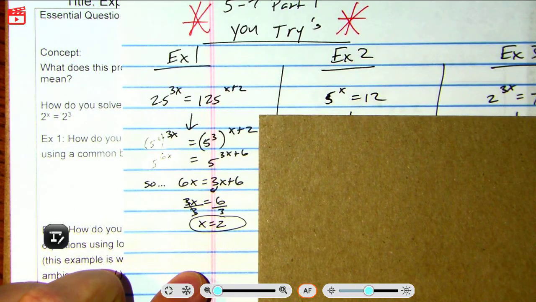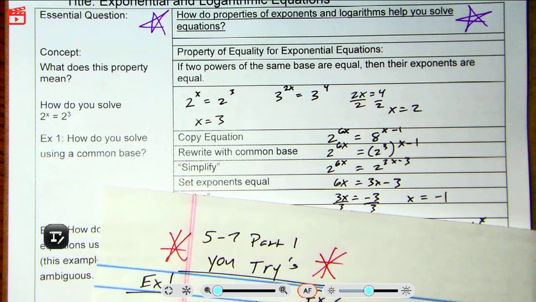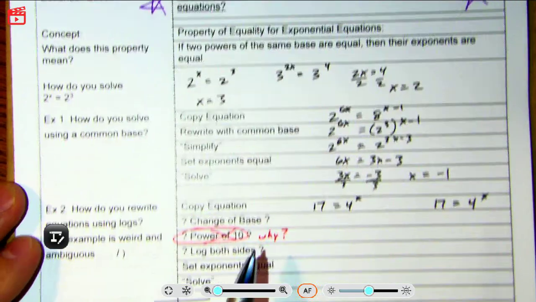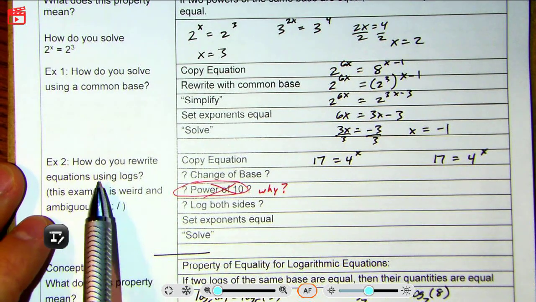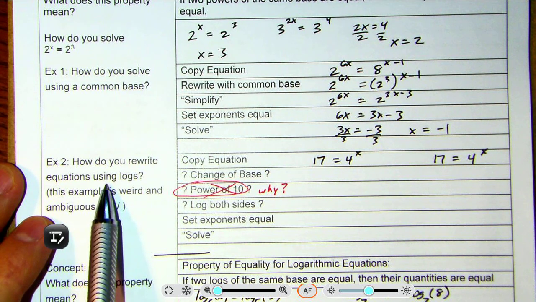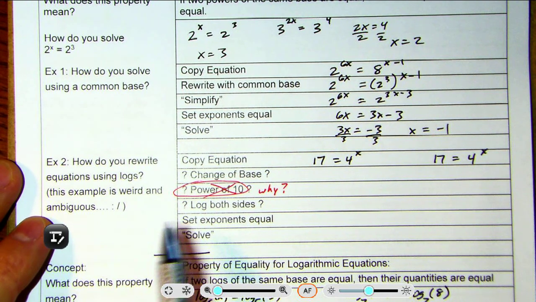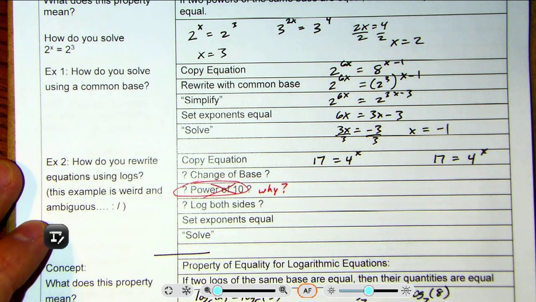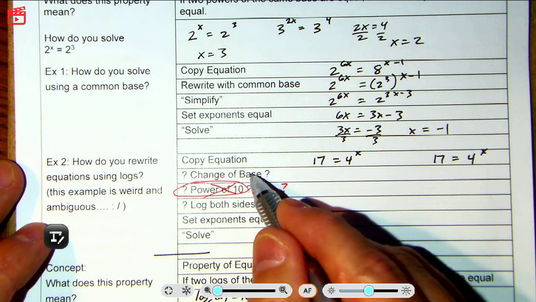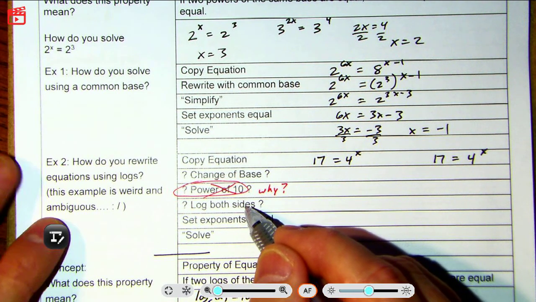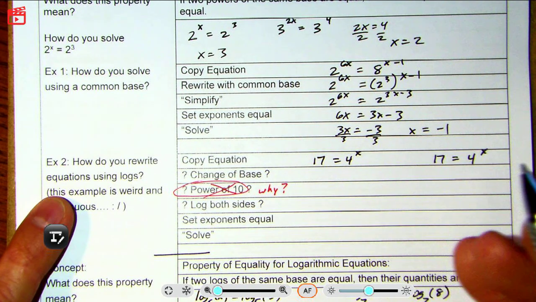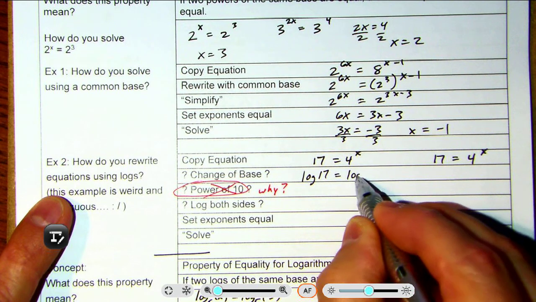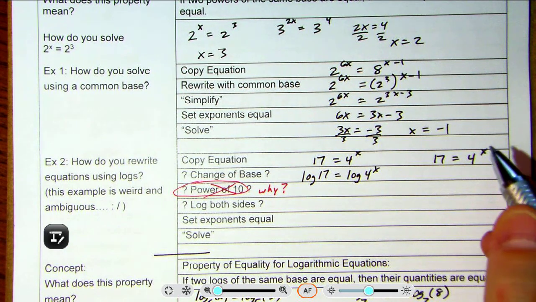Okay, now let's go on to example 2 for this first part of the video. In this part, all they want you to do is rewrite the equation using logs. I kind of went further on that and related this. Why are they doing this? It's kind of weird, but it's leading into example 3. It kind of is the change of base property. All you really have to do to rewrite using logs is take the log of both sides. So if I take the log of 17 and take the log of 4 to the x, boom. That's how you actually do it.